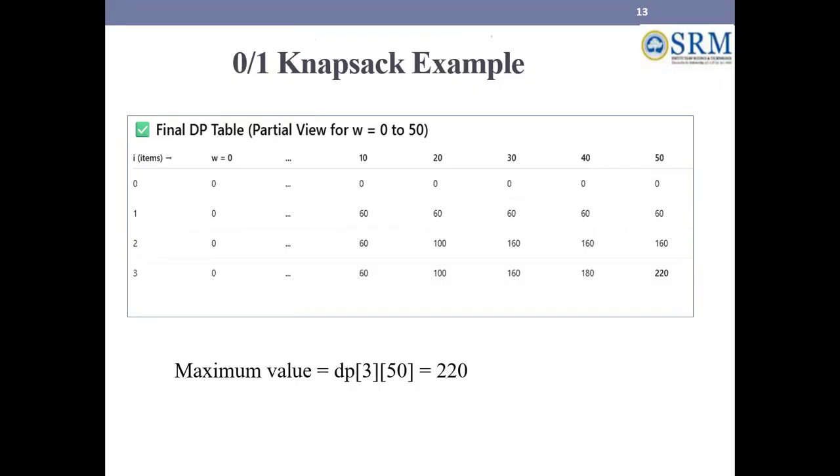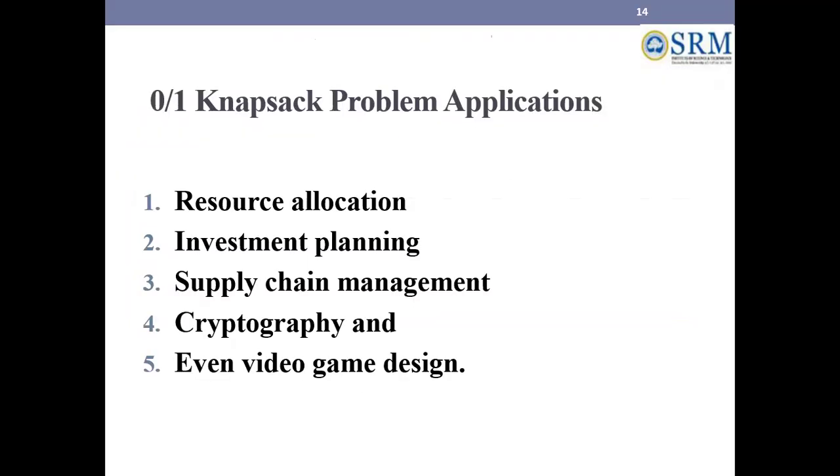And this is the dynamic programming table. This is a partial view. So 0 to 50, we have the knapsack capacity 50. So we have 50 columns and we have 3 items. So the number of rows will be 4: 0, 1, 2, 3. The last location, TP of 3 comma 50, has the maximum value of the subset of items that can be added to the knapsack. So the maximum value is 220, that is stored in TP of 3 comma 50. That's the final answer.